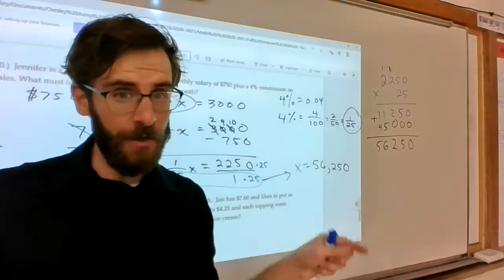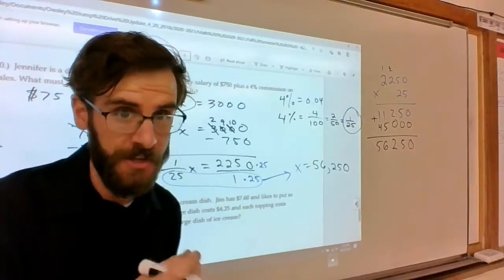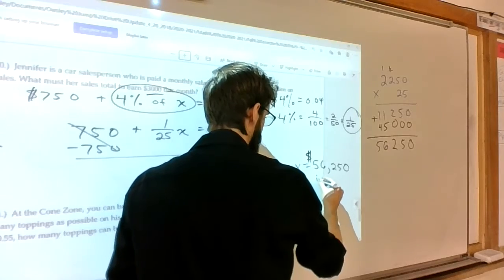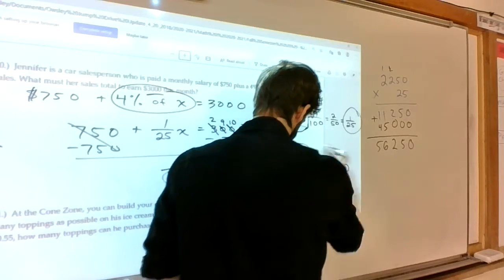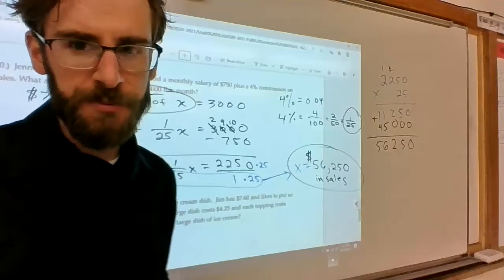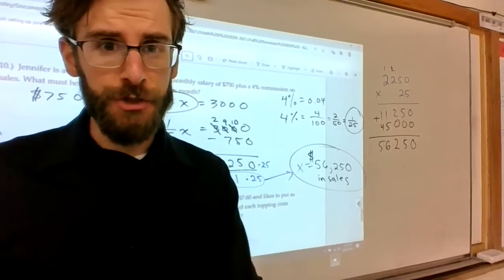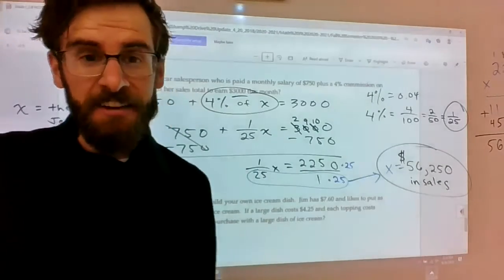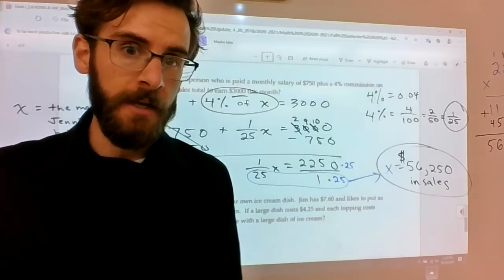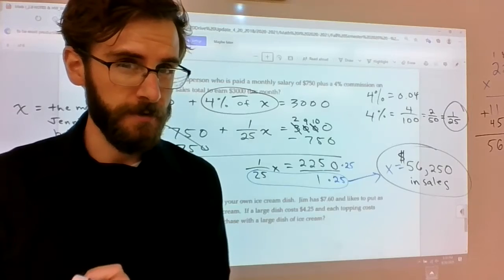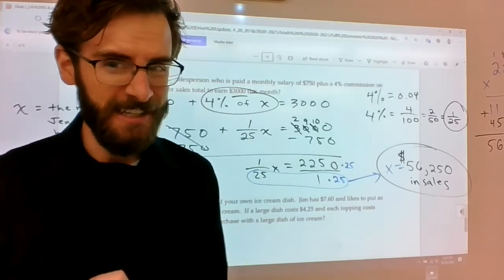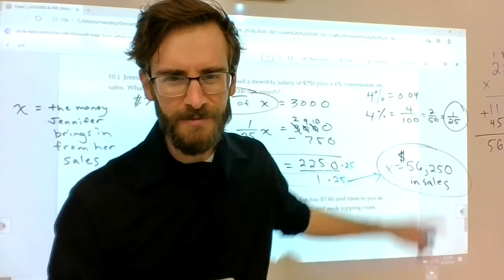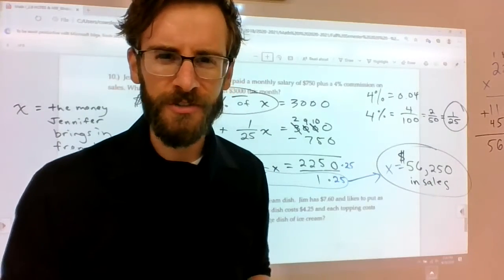And it's not sales. It's dollars in sales. Because there's a big difference between selling 56,250 cars and selling $56,250 of cars, if that makes sense. This is maybe like 2 or 3 cars if they're brand new. Probably more like just 2 cars.